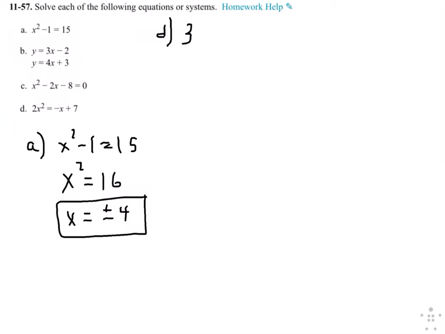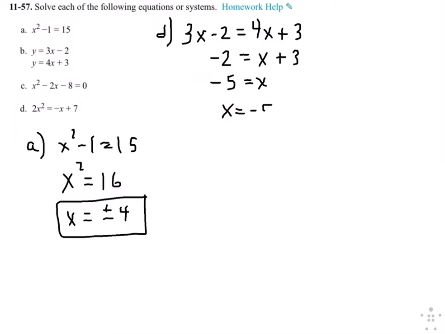For B, we have a system of equations, but they're both set equal to y. So I'm going to use the equal value method and say 3x minus 2 must then equal 4x plus 3. Subtract 3x from both sides. So negative 2 equals x plus 3. Subtract 3 from both sides. Negative 5 equals x. So x equals negative 5.